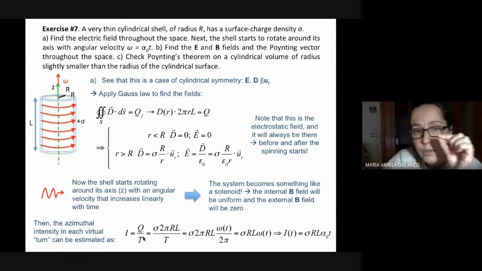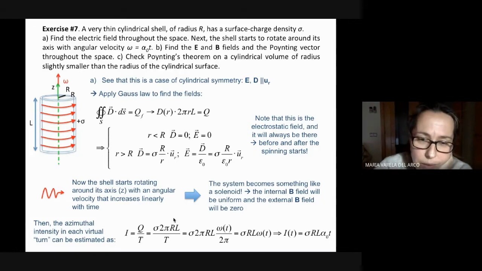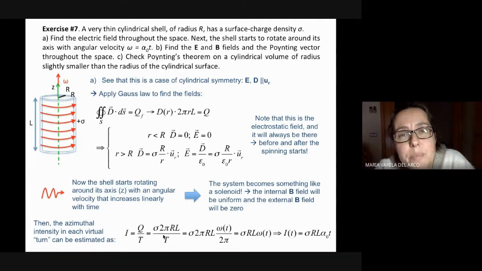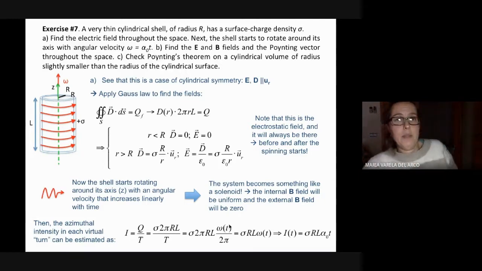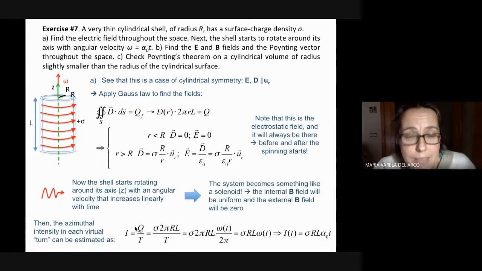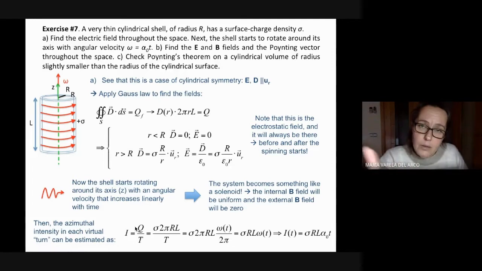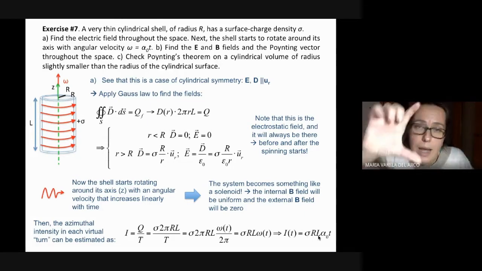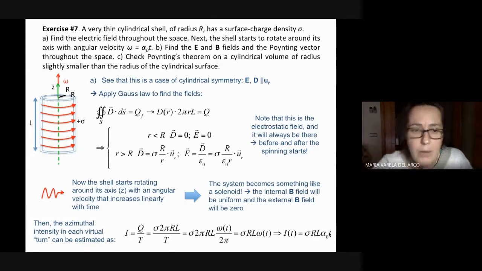The total charge for a turn is going to be sigma times the lateral surface of the cylinder, that's the total charge. The time it takes to take a turn is a period, all right? Now, what is the period? Well, 2 pi over omega. The only thing is that omega, the angular speed, will depend on time. But other than that, this is no big deal. So I can actually arrive at finding that this azimuthal intensity going around the whole cylinder is going to be sigma, the charge density, R, capital R the radius, L, the height of the cylinder, alpha naught T, okay?